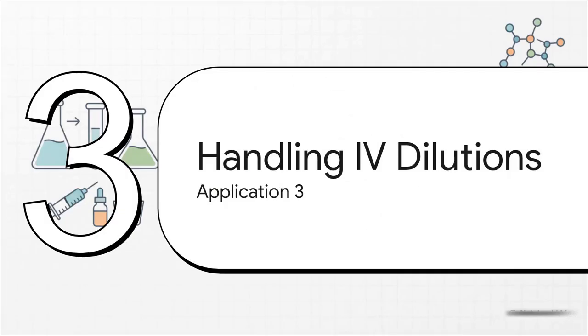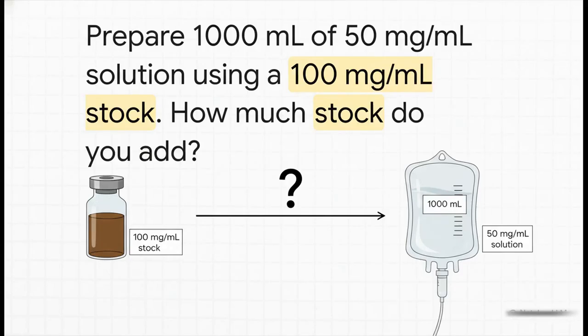All right, team, let's take a deep breath and tackle the one that sometimes makes people nervous, IV dilutions. Now, I know the big bags and larger volumes can seem intimidating, but I promise you, the math and the logic are exactly the same as what we've already done. So here is a super realistic scenario from a hospital pharmacy. You need to prepare a 1-liter IV bag, that's 1,000 milliliters, and it has to be a very specific concentration. You're going to use a more concentrated stock solution to make it. So the big question is, how much of that stock do you actually need to add?